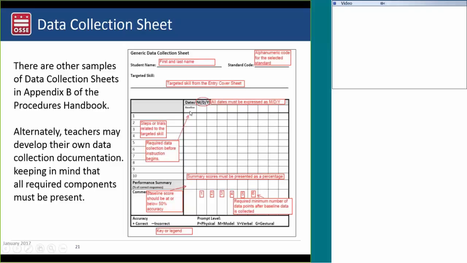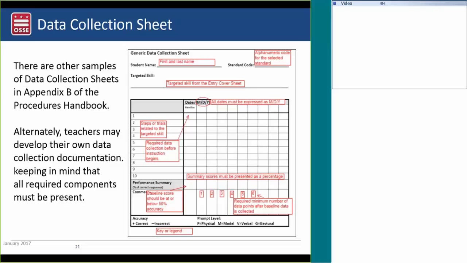Baseline data is required. Baseline data is defined as data collected before instruction begins to see what the student knows at the initiation of instruction. We don't expect this to be a really high score. As a matter of fact, the percentage correct on your baseline should be 50% or lower. If your student can score 80 or 90 or 100% without instruction, then chances are good they already understand the concept. So if that happens, you might want to consider modifying the task a little bit to make it more difficult, or changing the task to something upon which the student can show progress.